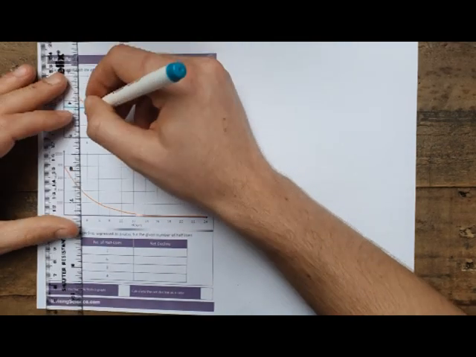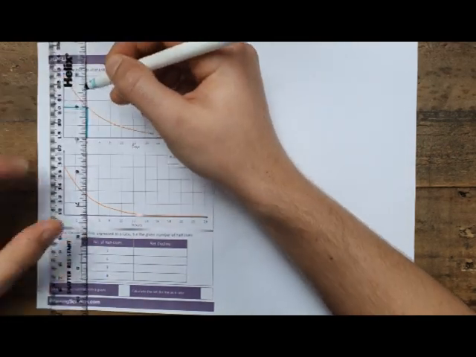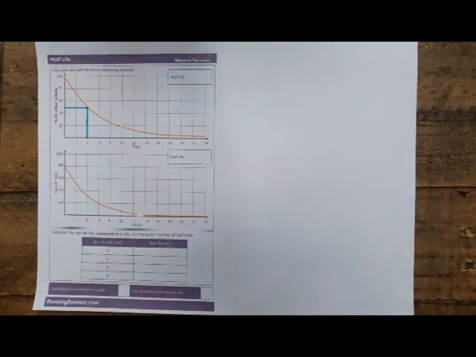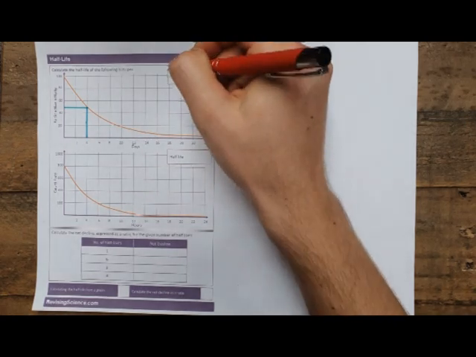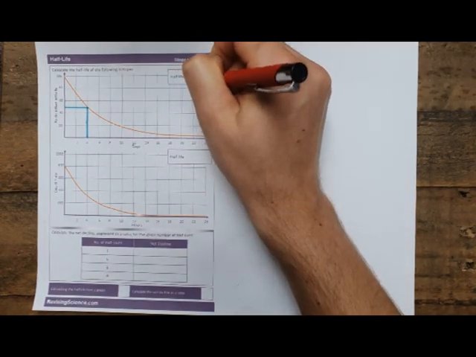And then we continue drawing that line vertically down. And we can see that it meets our x-axis at 4 days. So the half-life of the following isotope is 4 days.